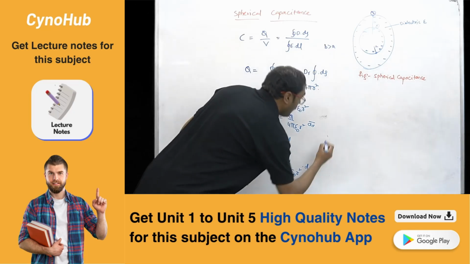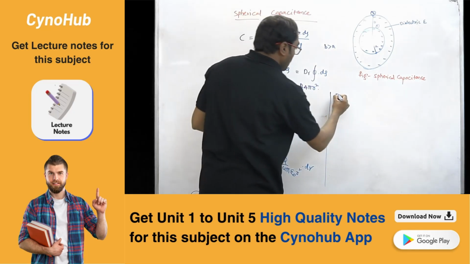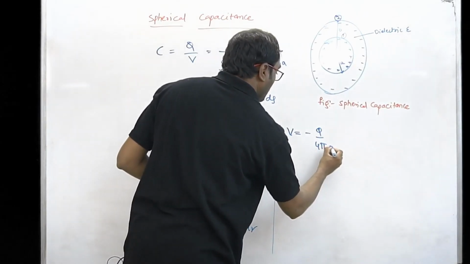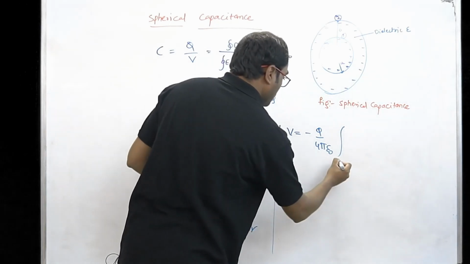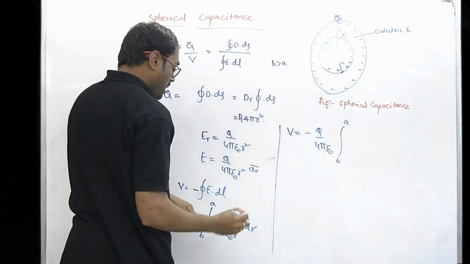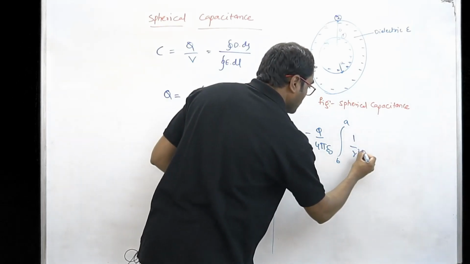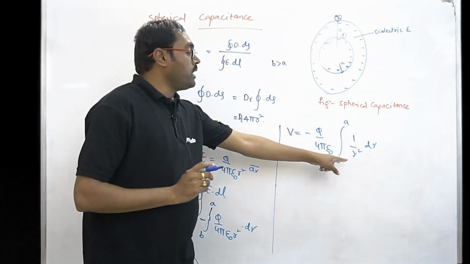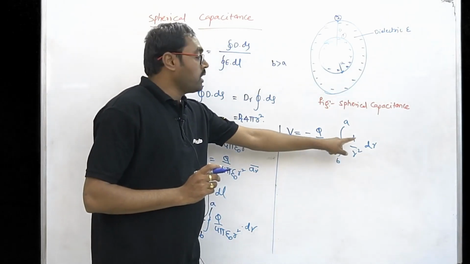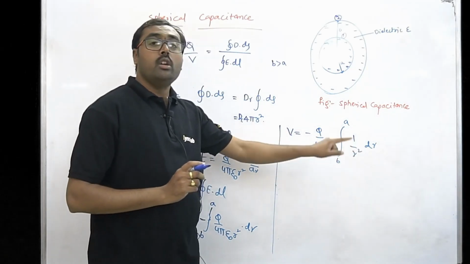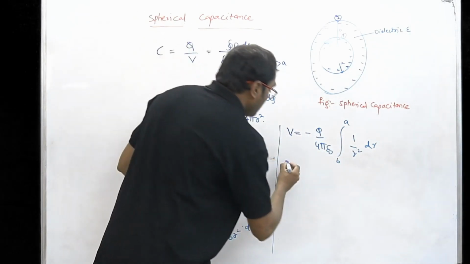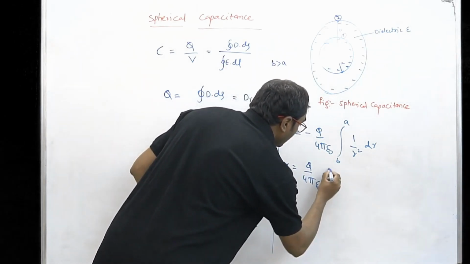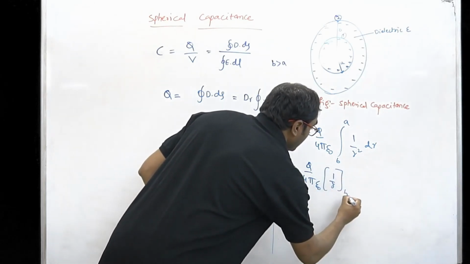In this integral, V equals minus Q by 4 pi epsilon naught into integral from B to A of 1 by R square into dr. This integral gives minus 1 by R, since the integral of 1 by R square dr is minus 1 by R. Minus into minus gives plus. We get Q by 4 pi epsilon naught into 1 by R, limits B to A.